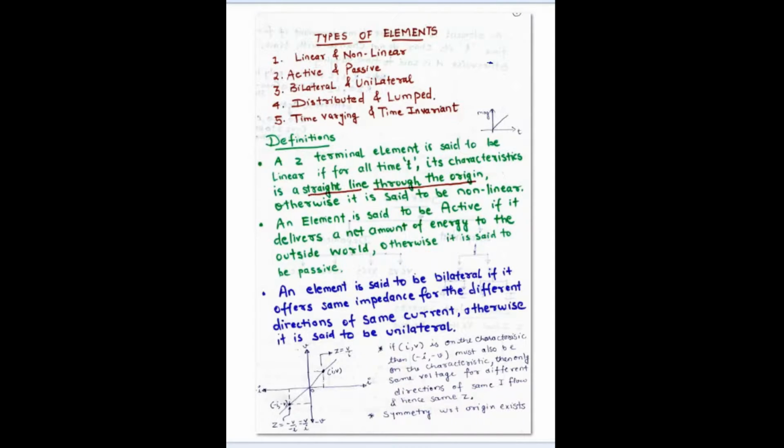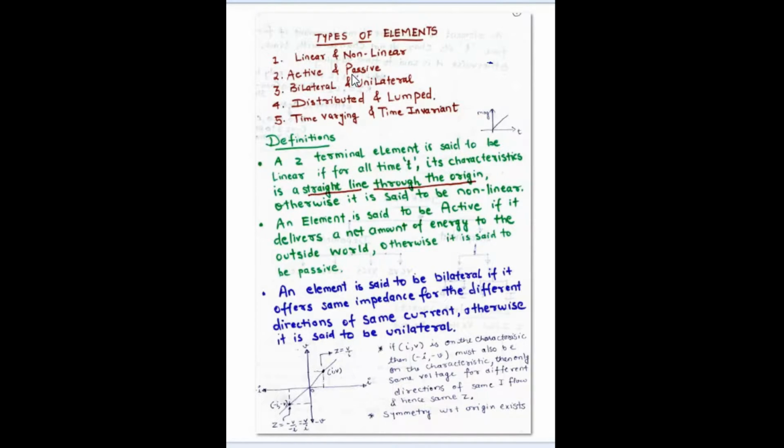So today we'll discuss some types of elements in network theory and some of its definitions, and after that we'll learn about some types of sources, and after that we'll take KCL and KVL. So let's start. In network theory, elements are classified into 5 types.